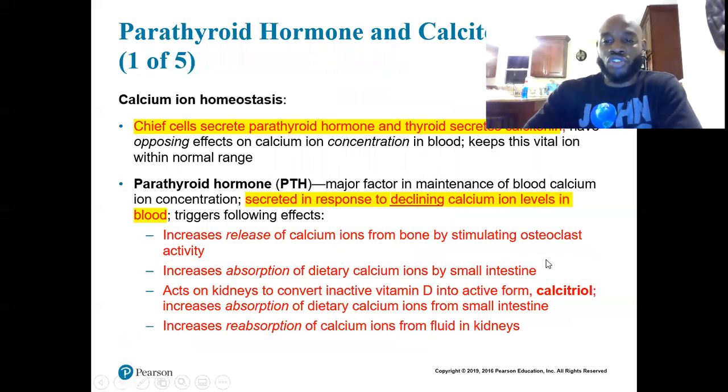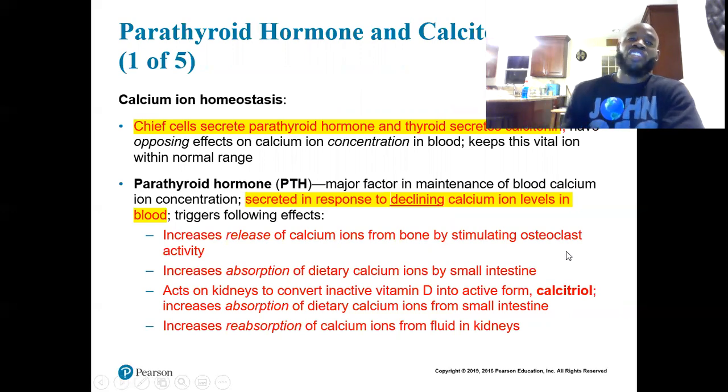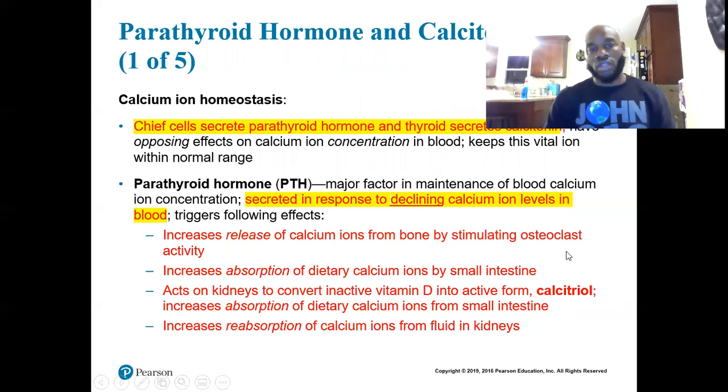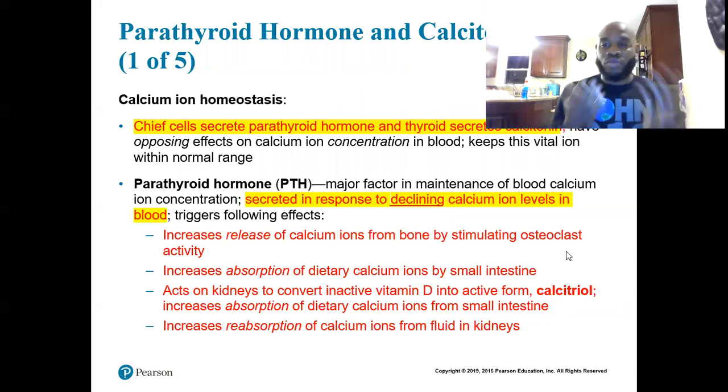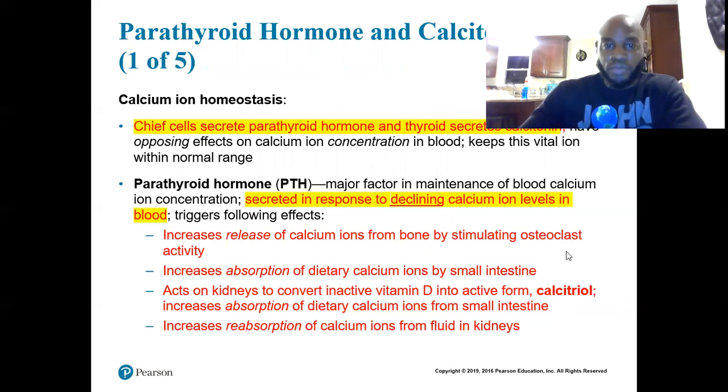Next, we want to move on to the parathyroid hormone and calcitonin, which are also very important. The chief cells secrete parathyroid hormone and the thyroid secretes the calcitonin. So these two basically work in conjunction with each other, right? Which affects our calcium ion concentration in the blood, which is very important, right?